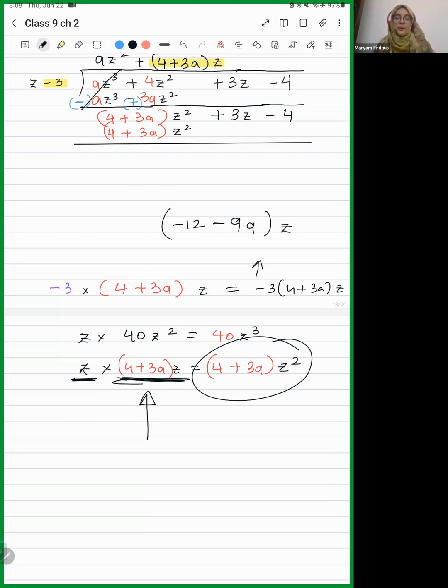Is this clear to everyone? Any doubts? Okay. So this thing becomes minus 12 minus 9a. Please don't make a mistake over here by writing minus 12a. That would be a huge disaster. Don't make that mistake.